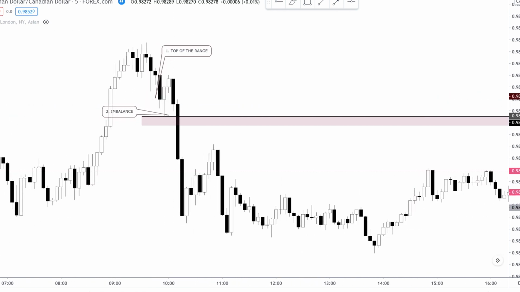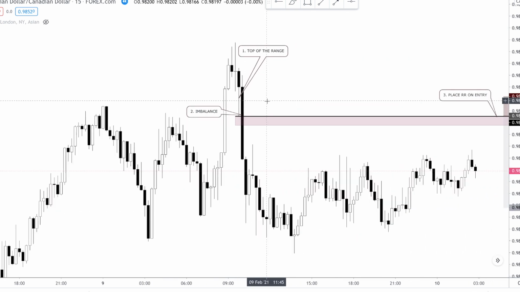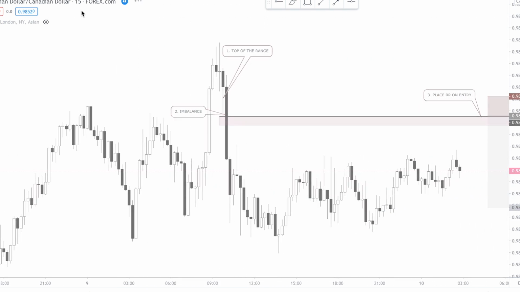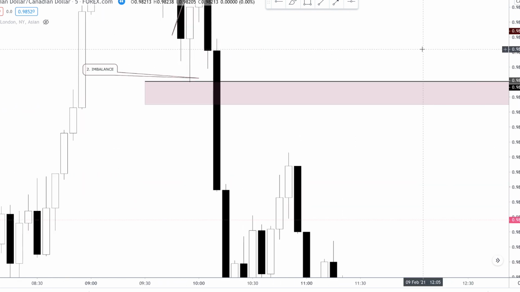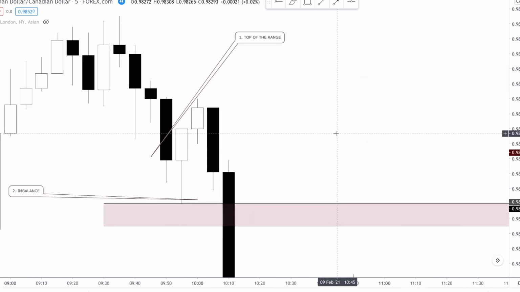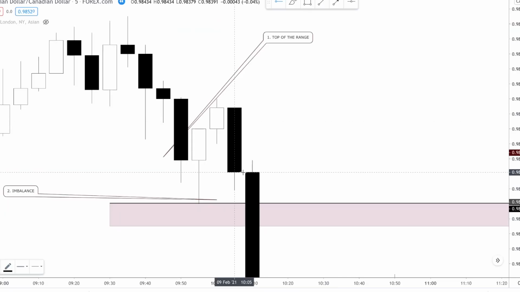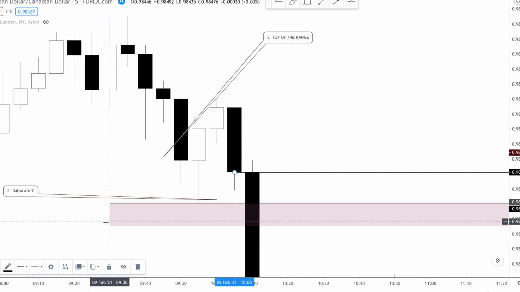Now, I'm going on the 5-minute because I know that I cannot place my stop loss above this high because it'll be too big, and I don't need to go that far. So I'm going to zoom in here. Okay, I don't even need to look at my risk to reward tool. I'm going to zoom in, take my ray and place my stop loss above this high precisely.